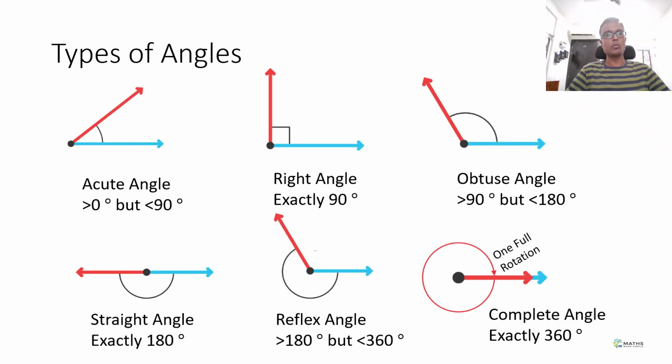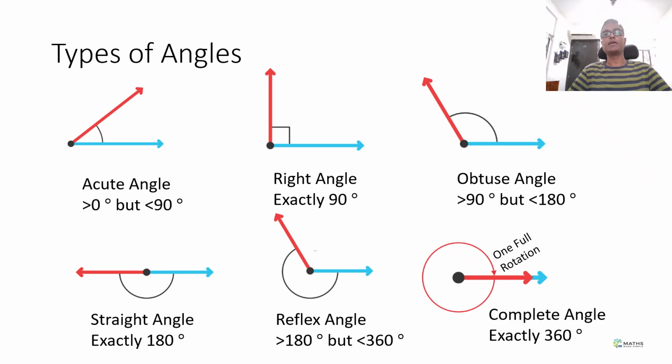Now that we know what an angle is and how to measure an angle, let's take a look at the types of angles. So there are basically six types of angles. The first one is an acute angle, wherein the measure of the angle is greater than 0 degrees, but less than 90 degrees. Then we have a right angle. A right angle is exactly measured at 90 degrees.